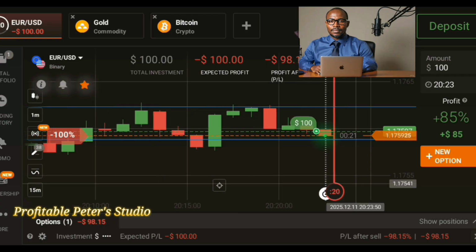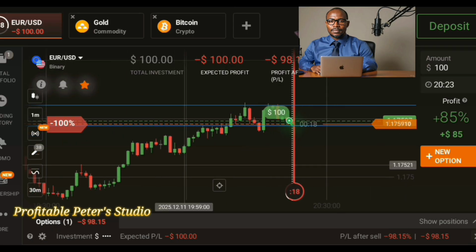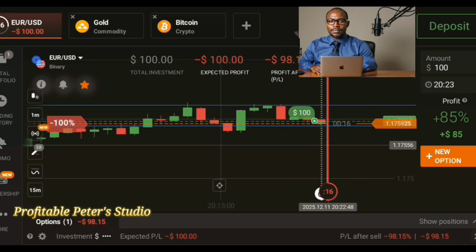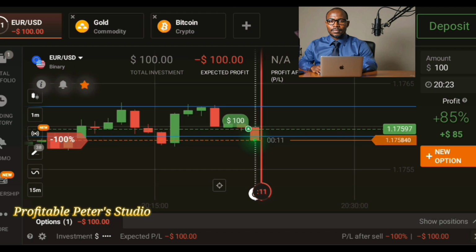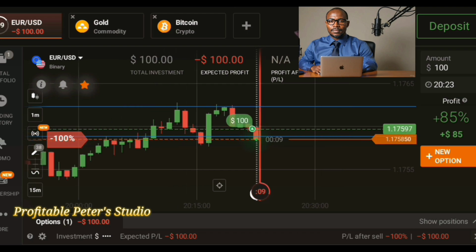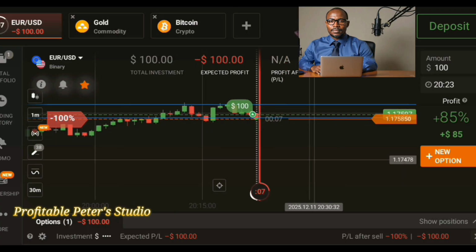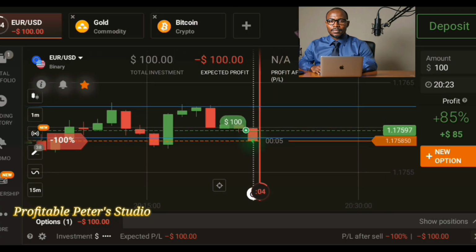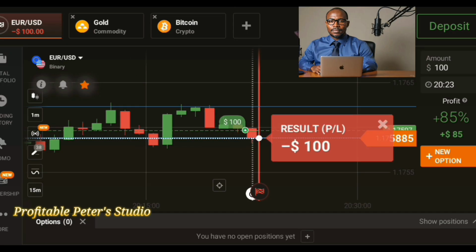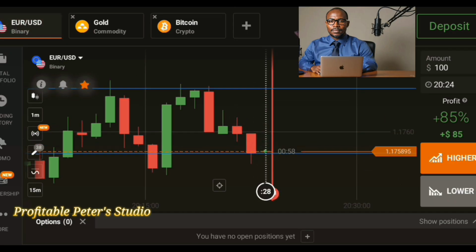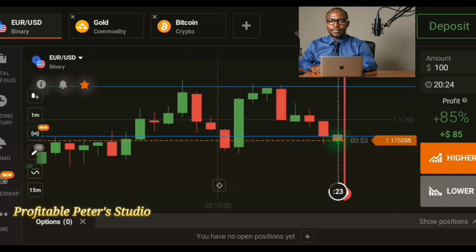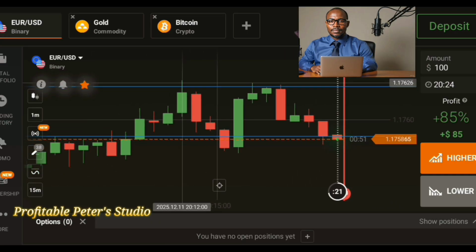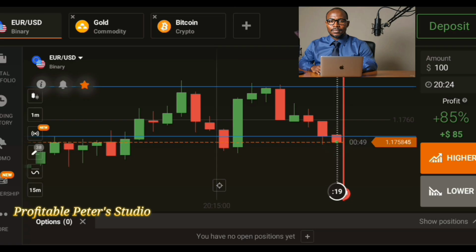Okay, the sellers are pushing it down again. You can see that the overall trend is up. Okay, so let's wait and see. Okay, I think the sellers are strong at this point. Right, so what I'm going to do here is wait for it to come down a little bit before I place the trade.